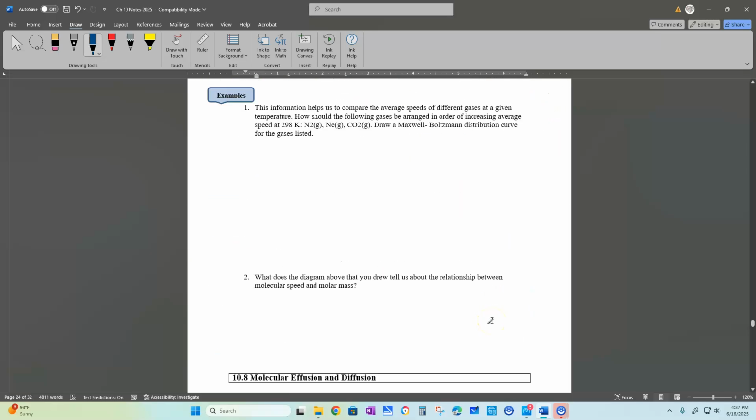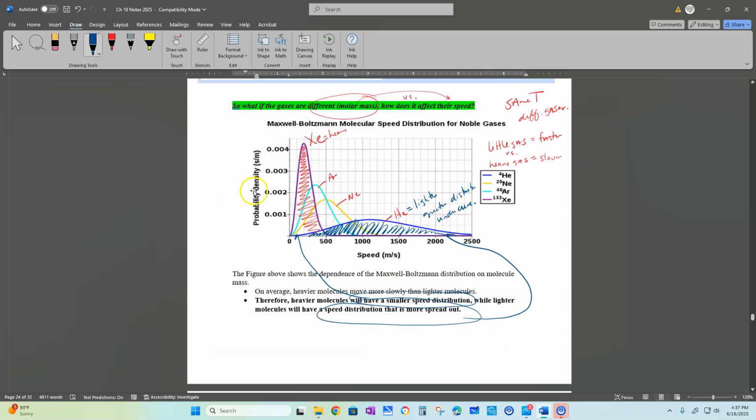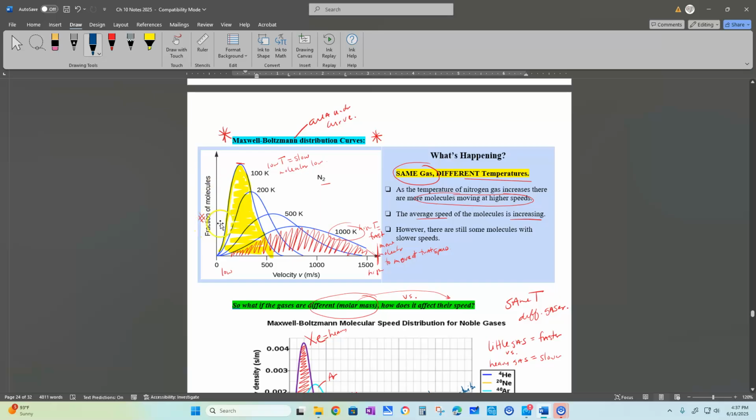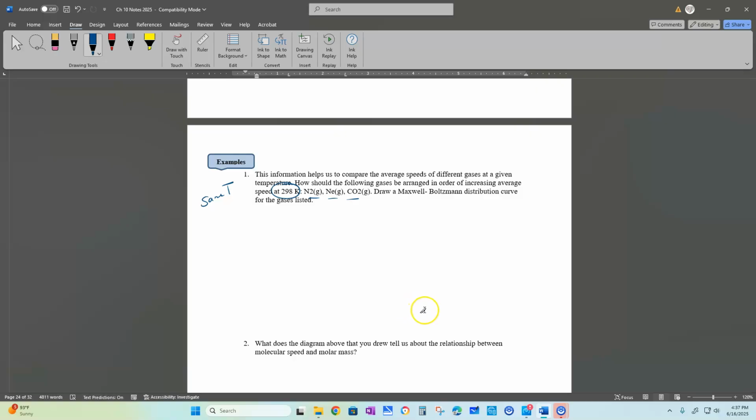So you have an example, okay? What if the temperature was the same and you have three gases, okay? Draw a distribution curve by having three different gases, okay? So who's on the X and Y? You could call it fraction of molecules, number of molecules, and then velocity. So always label your axes. So number of molecules. And then we have velocity or speed.